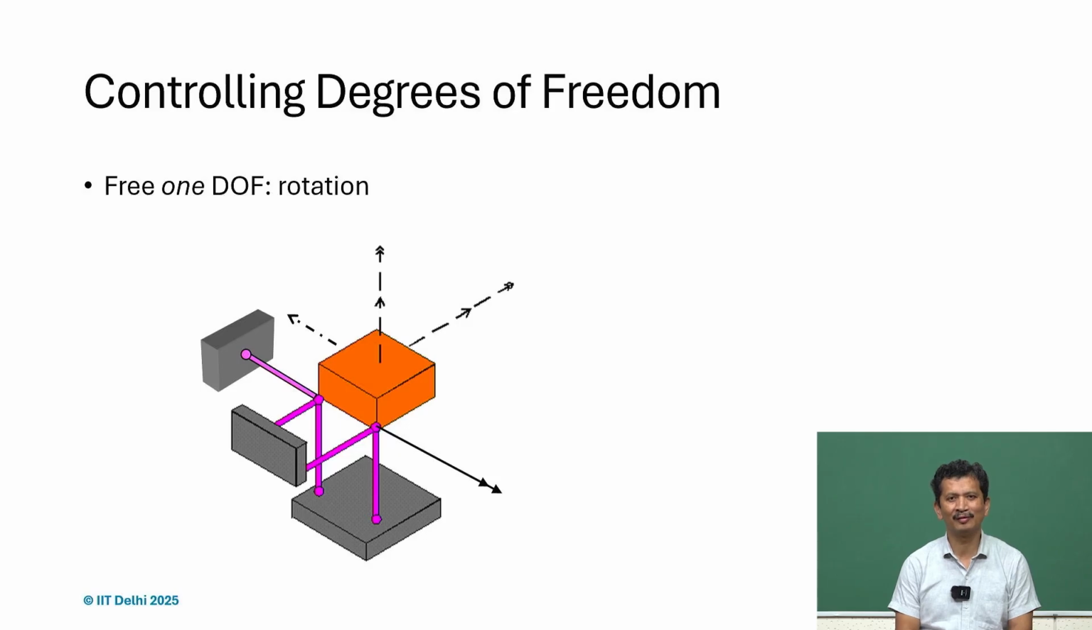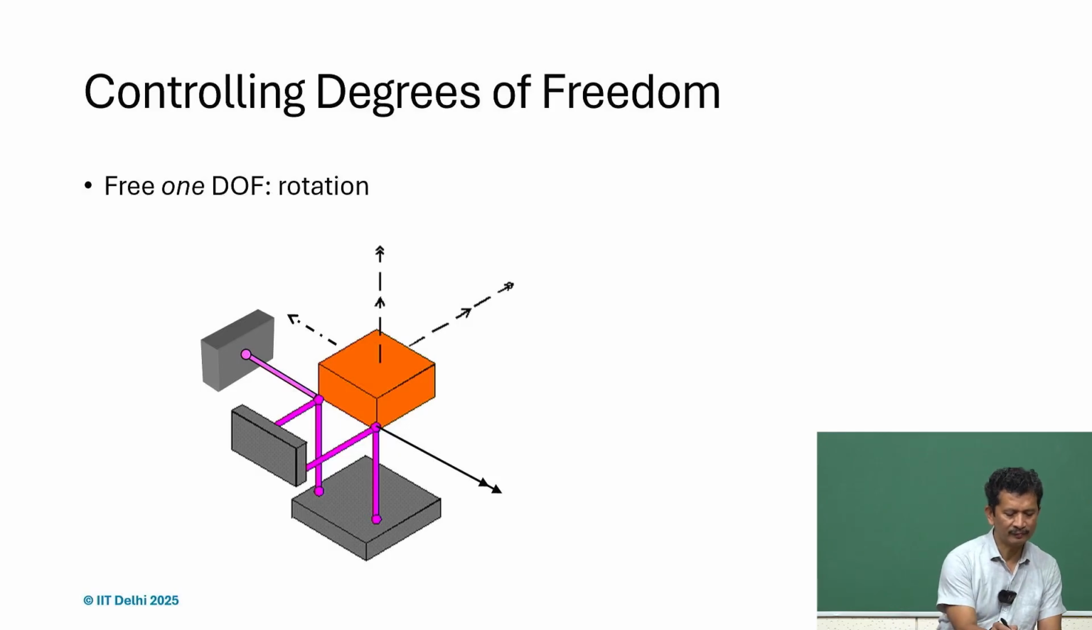Hello everyone, welcome back. So, we are talking about various examples, how to control degrees of freedom, and we have talked about different connections, different devices we can say, having different constraints and degrees of freedom. So, let us continue.